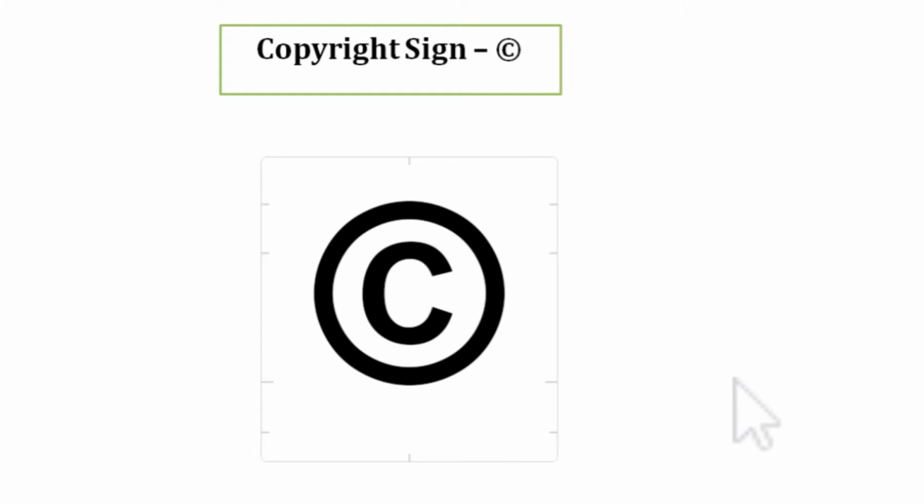Next symbol is copyright sign. This symbol is used to indicate that somebody legally owns the right to make and distribute copies of a particular work. You might have seen in some of the novels or textbooks that sign, which indicates that this particular book or information should not be copied by any other person. It is a legal sign.